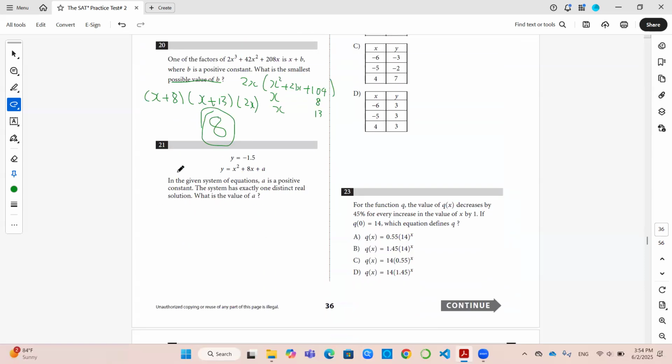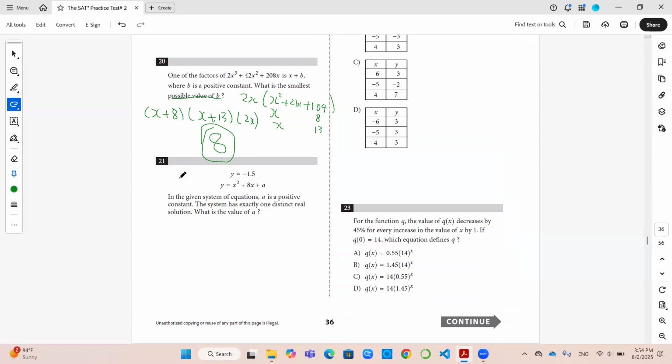In the given system equations, a is a positive constant. The system has exactly one distinct real solution. What is the value of a? So remember this, b squared minus 4ac. If that's greater than 0, we have 2 real solutions. If b squared minus 4ac is equal to 0, we have 1. If b squared minus 4ac is less than 0, then we have no real solutions. We're looking for this guy over here.